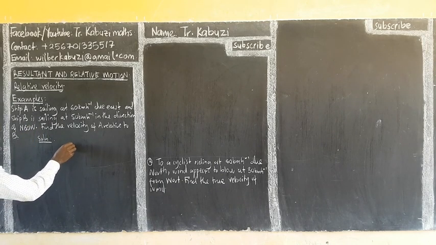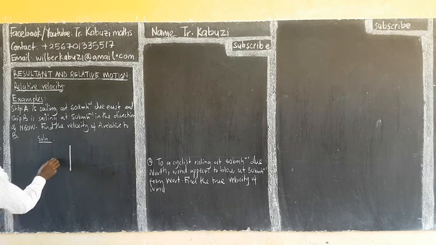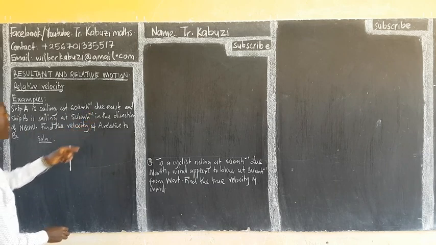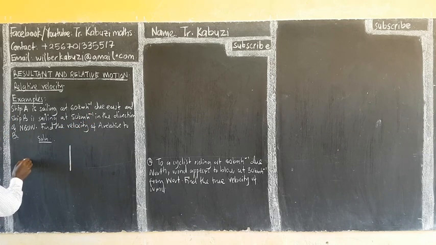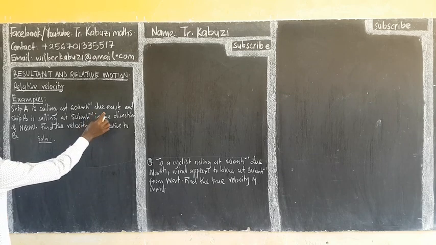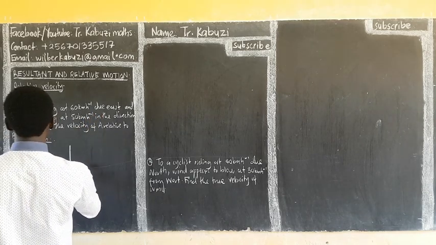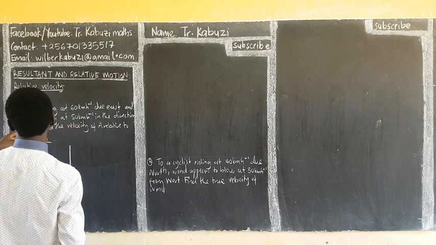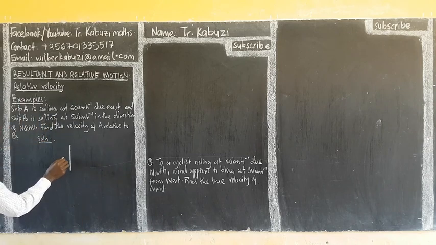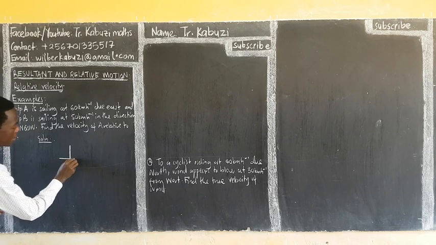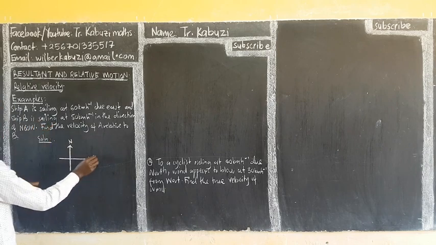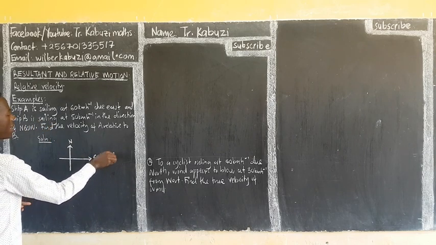You draw the compass, then you base everything on that. First of all, A is sailing at 60 kilometers per hour due east. So this is going to be our direction, due east. Then ship B is sailing in the direction of north 60 towards the west. So due east is in that direction, this is our north, and due east is at 60 kilometers per hour.